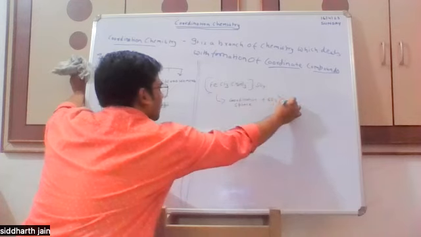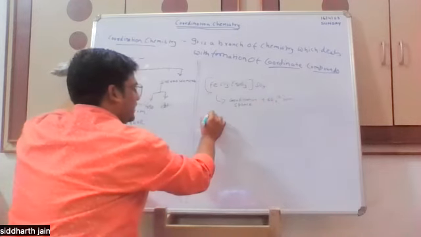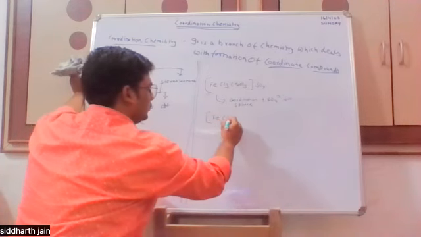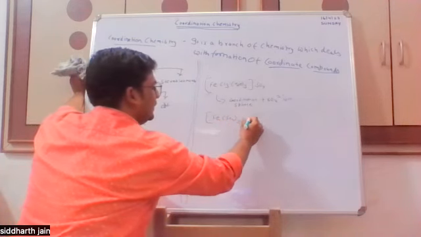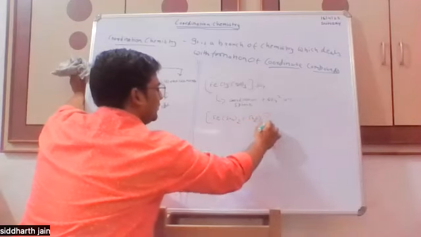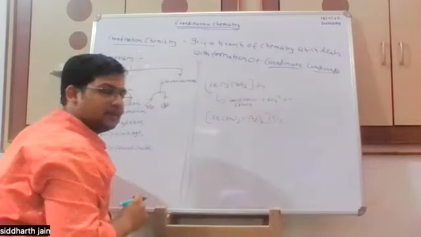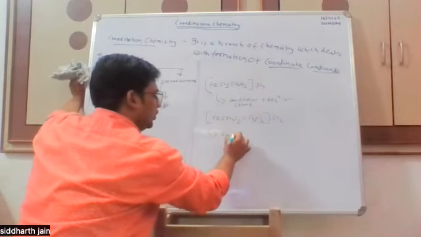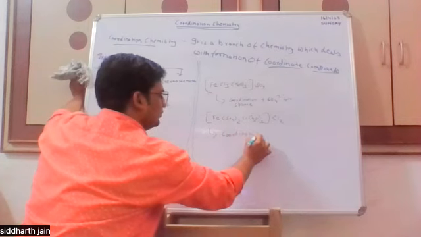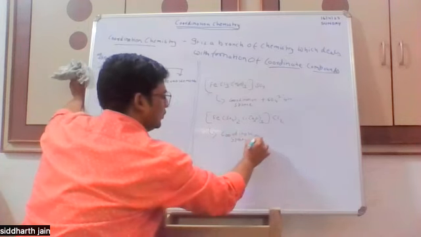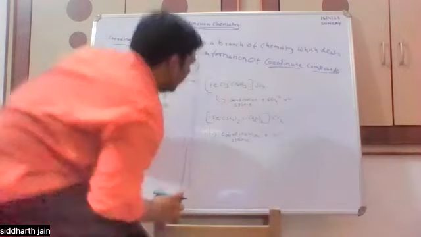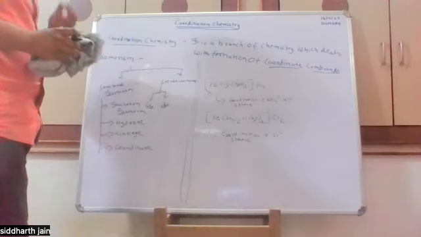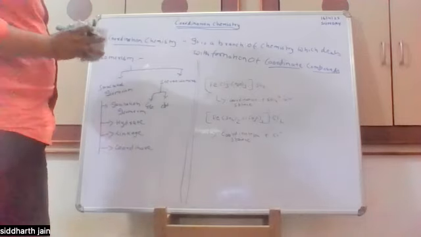But if these ions interchange their position, like [Fe(SO4)(H2O)3]Cl, and if we ionize this, what will we get? The coordination sphere and Cl minus. So in this case, we are getting two different types of ions on ionization. So this type of isomerism is called ionization isomerism.